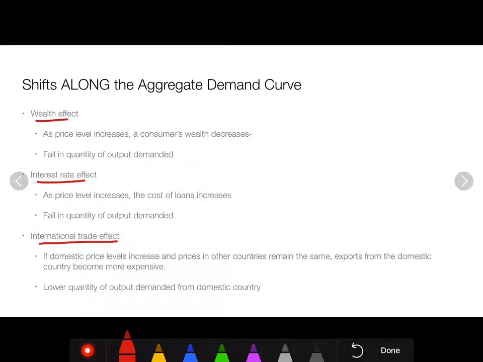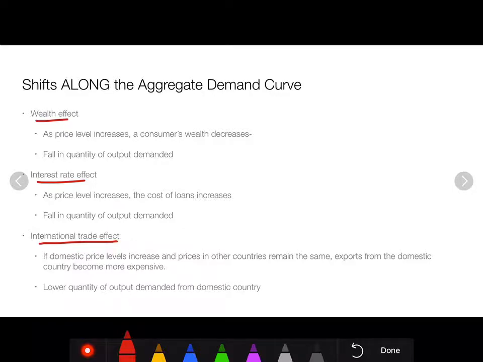Shifts along the curve are not nearly as common as shifts of the entire curve. So, going through these one at a time, for the wealth effect, as the price level of a good or of all goods in society increases, a consumer's wealth decreases, right? And a fall in the quantity of the output demanded follows that. And that would sort of make sense.